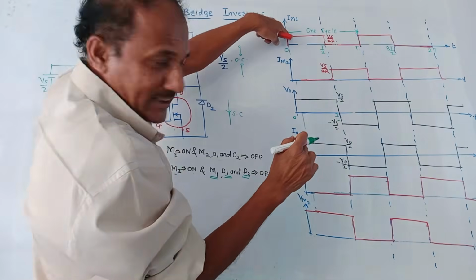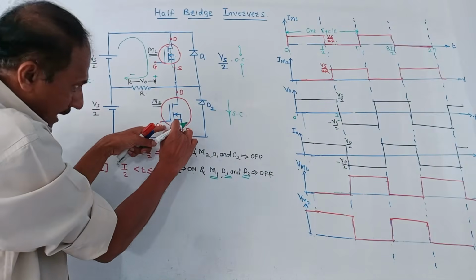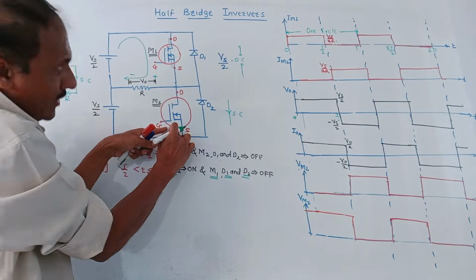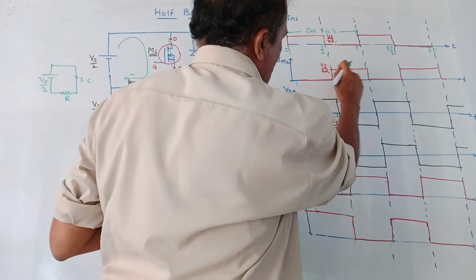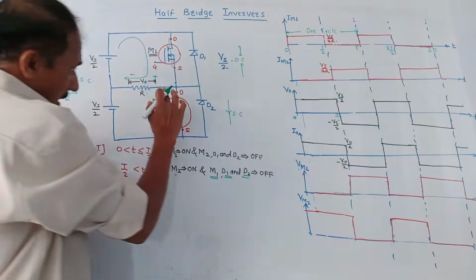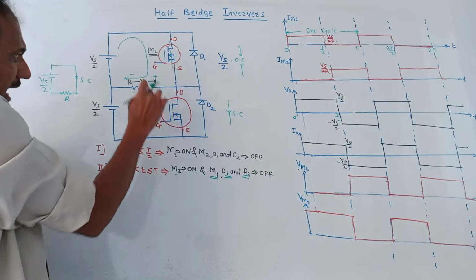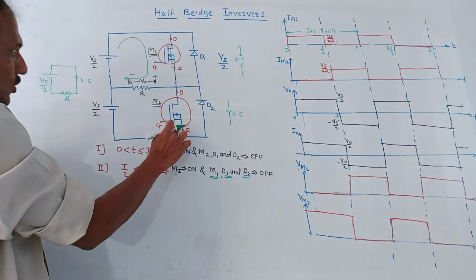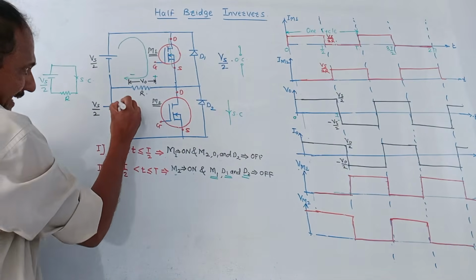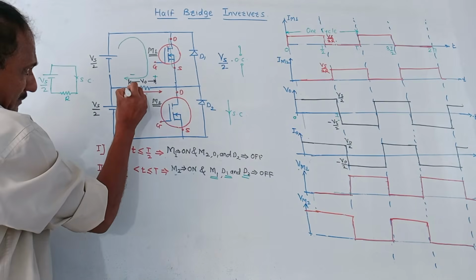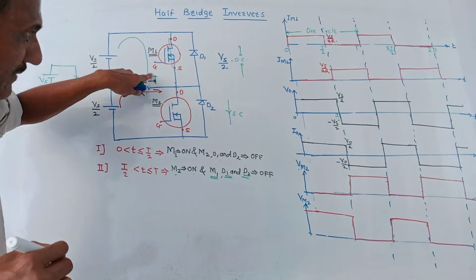As I explained for IM1, likewise in this period T by 2 to T, this M2 will start conducting. It is on, so current IM2 will be present from T by 2 to T. So it is shown by this line. Then this M1 is off, that means it is open circuited, and M2 is on, that means it is short circuited. So in this case, the flow of current will be like this. That means this terminal will be positive, this terminal will be negative. It is opposite to that of the previous case.